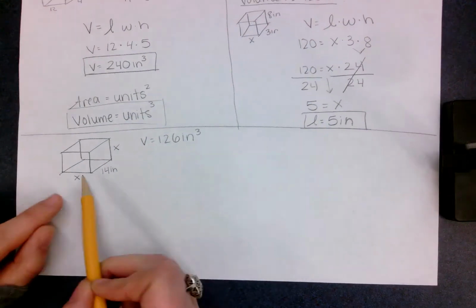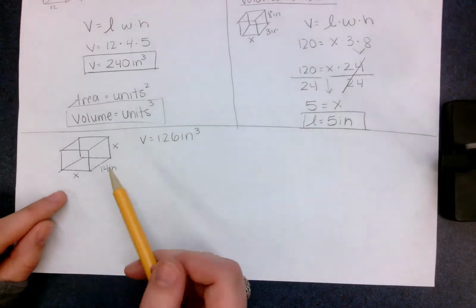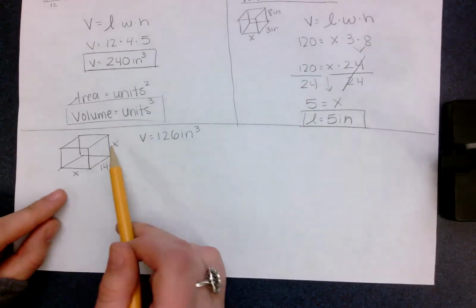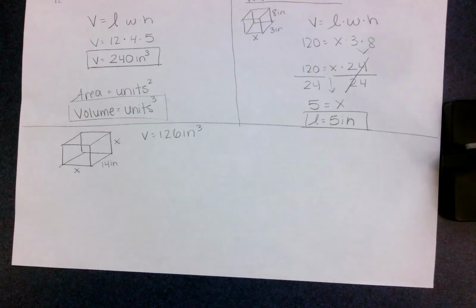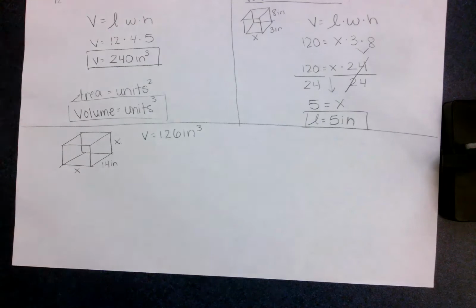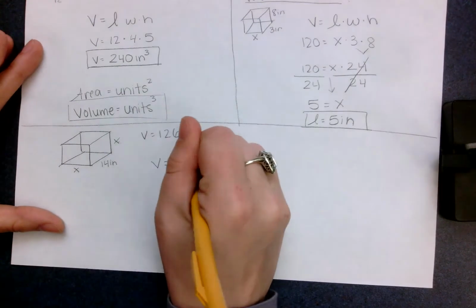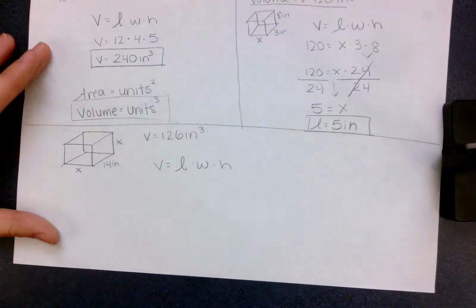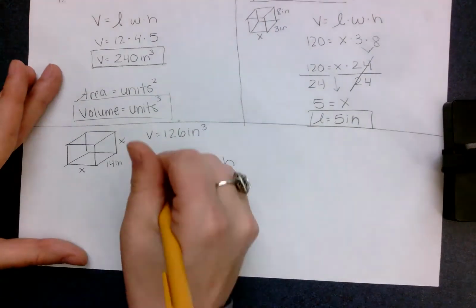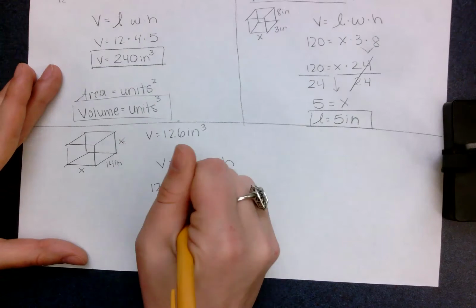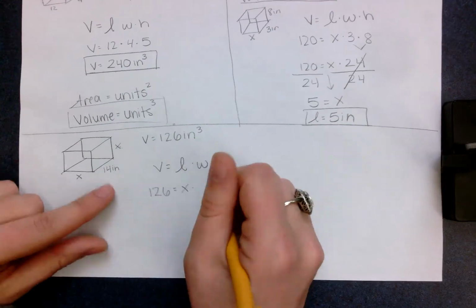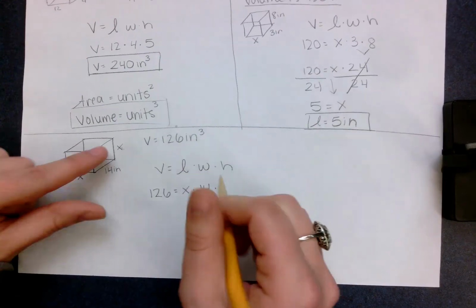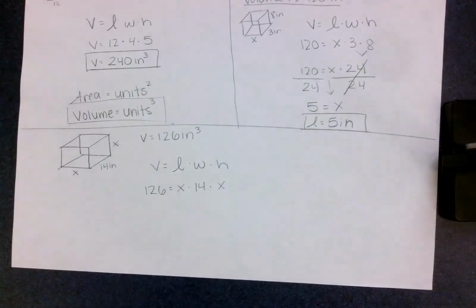Now we want to figure out what these two sides are. But if you notice, they're both represented by the same variable. They're both x. If they're both x, that means they're both the same number. These two sides that we're looking for, they're equal. So before I get ahead of myself, let me just write down my formula. Volume equals length times width times height. And just plug in whatever I know. So my directions in the diagram told me my volume is 126. My length is x times my width, which is 14, times my height, which is also x.